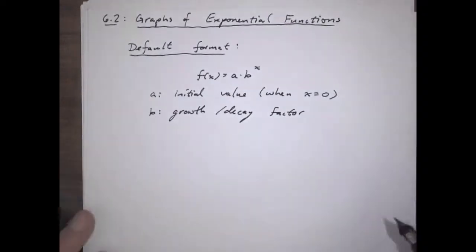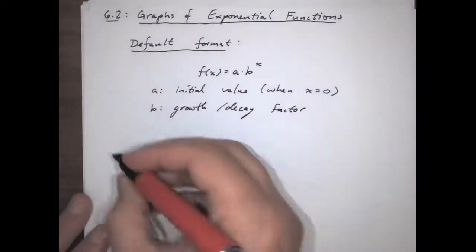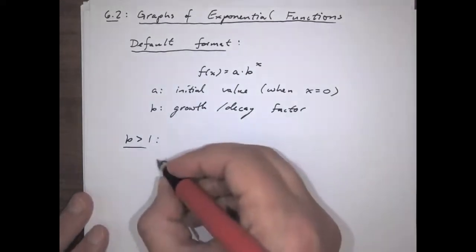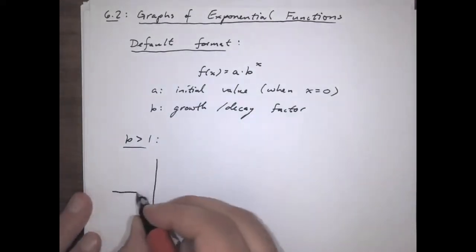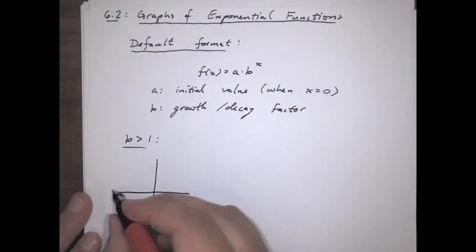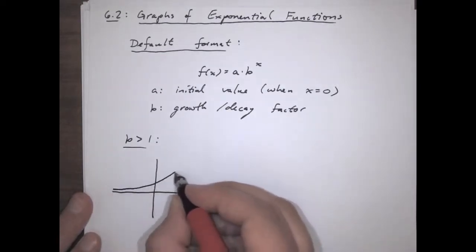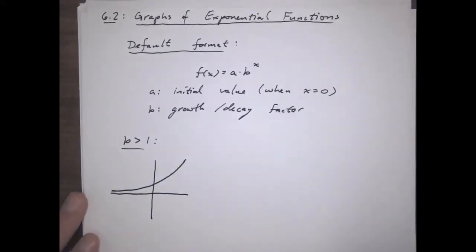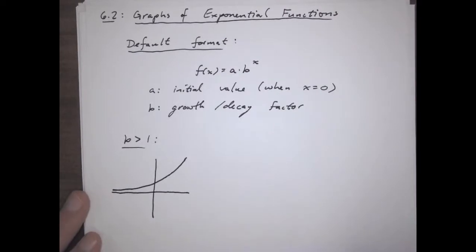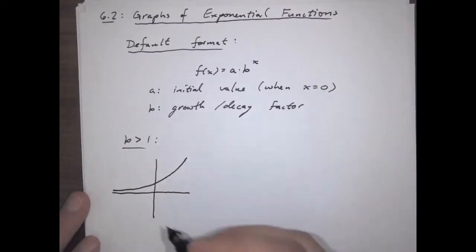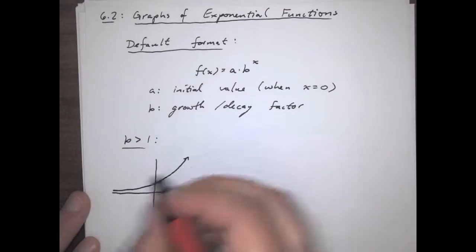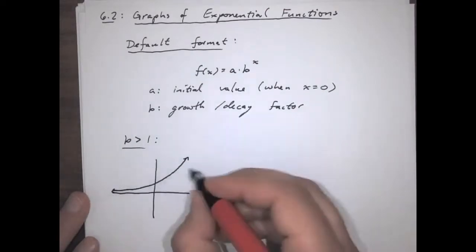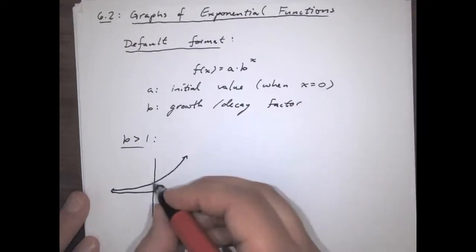Now what this ends up looking like is this. If b is greater than 1, then we're looking at a situation of exponential growth. It goes up by a factor, and then the result goes up by that same factor, and then the result goes up by that same factor, and so on forever. So notice it is leveling off on the left, and it is increasing on the right.